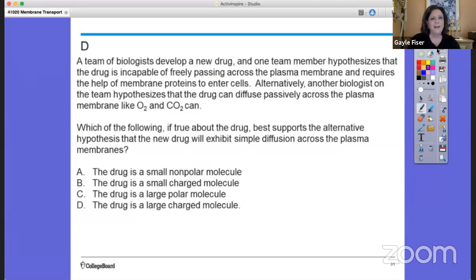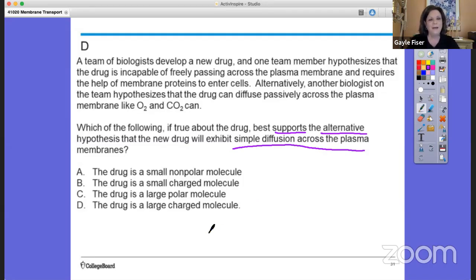Now, a team of biologists develop a new drug, and one team member hypothesizes that the drug is incapable of freely passing across the plasma membrane and requires the help of membrane proteins to enter cells. Alternatively, another biologist on the team, here's another alternative, okay? Lots of alternative biologists today. Anyway, on the team hypothesizes that the drug can diffuse passively across the plasma membrane like O2 and CO2. Which of the following, if true about the drug, best supports the alternative? We're supporting the alternative again, okay? That this new drug will exhibit simple diffusion across the plasma membrane.